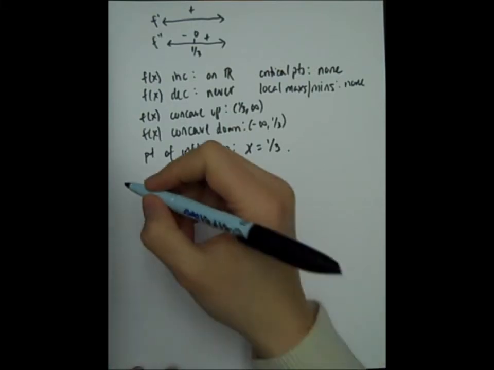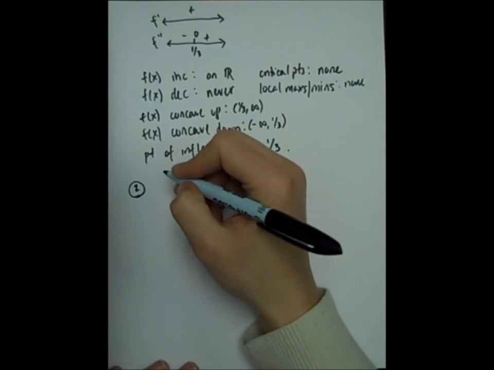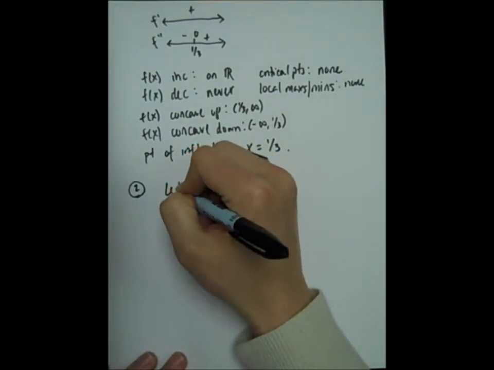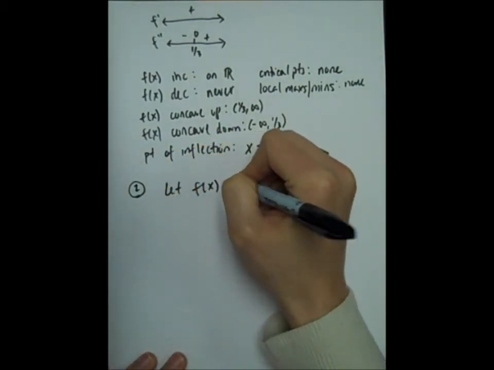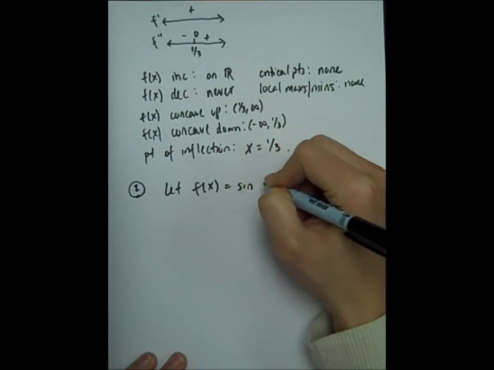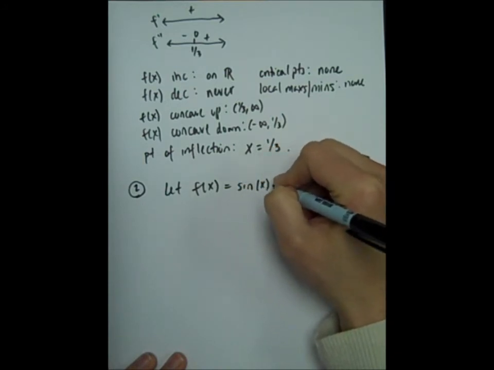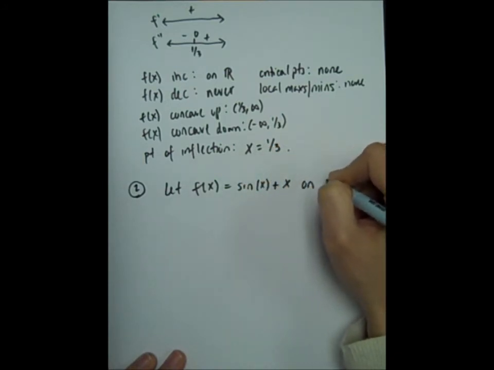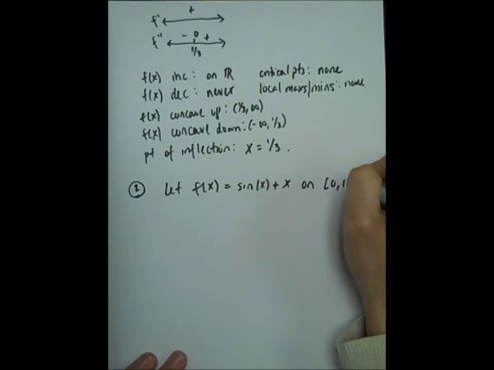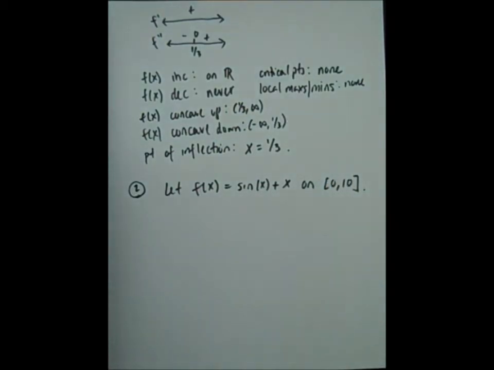Okay, let's try another one here. So this time, let's let f of x be sine of x plus x on the interval from 0 to 10. And I want to answer all the same questions. I want to know increasing, decreasing, concave up, concave down, points of inflection, critical points, local maximums, and minimums. So I'm going to answer all those questions. To answer all those questions, I'm going to look to my number line.